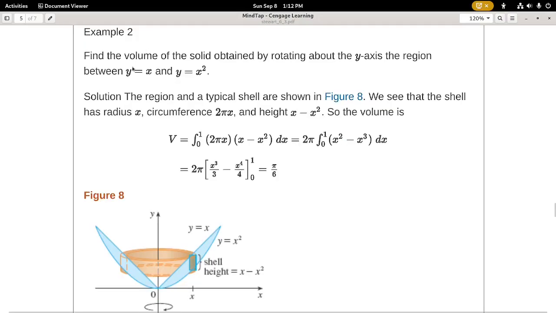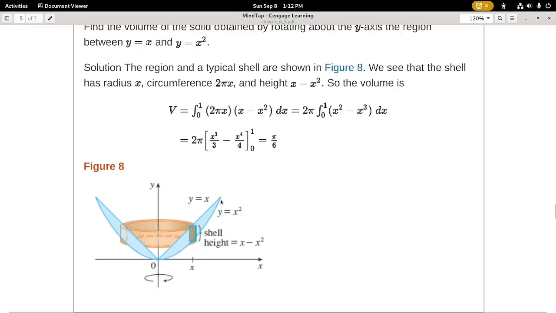So I have the function y equals x and y equals x squared. If I look at the region bounded by those two curves, here's the line y equals x, here's the curve y equals x squared. They intersect at the point 0, and that's the point 1 there. You can solve for it. Set x equals x squared, solve for the points, that's x equals 1. And now, when I want to do the shell method, I'm rotating about the y-axis, so I still cut things parallel to the axis I'm rotating about.